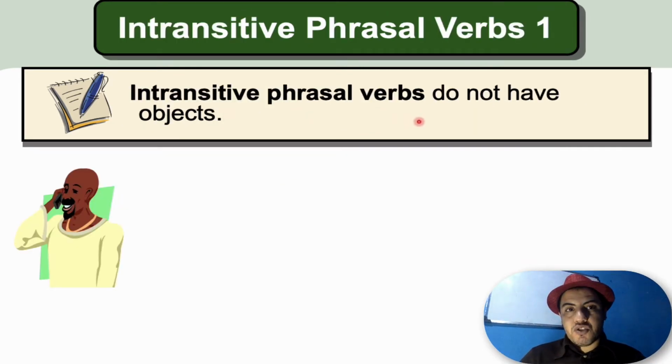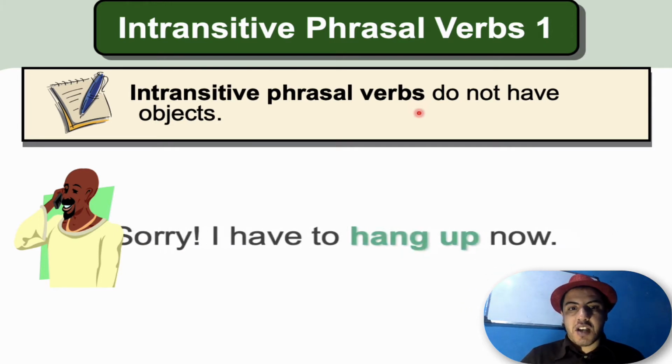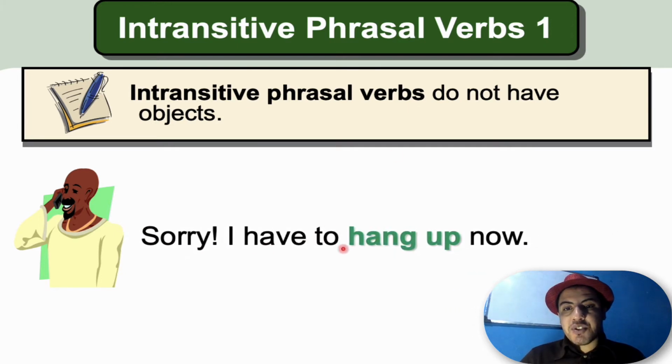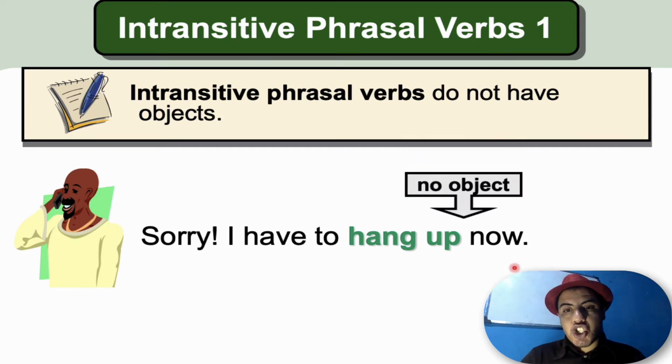Intransitive phrasal verbs. First of all, we talked about transitive phrasal verbs. Transitive phrasal verbs have an object, but intransitive phrasal verbs do not have an object. No object. Example: sorry, I have to hang up now. Do they have an object? No object. So can we separate between the verb and the particle? No. Why? Because there is no object.